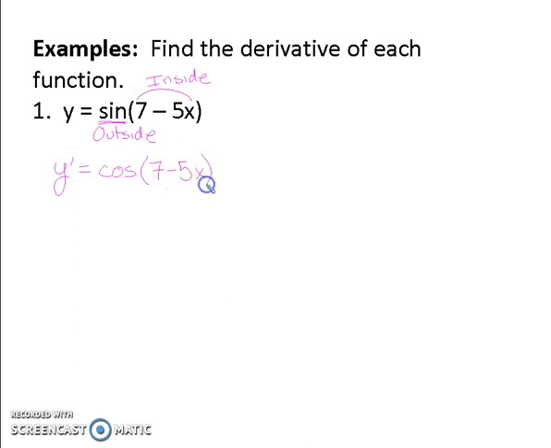So I can't just write cos. I have to be taking the cosine of something. Well, in this case, I'm taking the cosine of the same thing I was taking the sine of, so 7 minus 5x. We then multiply that by the derivative of the inside piece. So we focus only on 7 minus 5x then, almost like the sine isn't even there. If you focus only on 7 minus 5x, its derivative is negative 5. So we have cosine of 7 minus 5x times negative 5, or you could write that as negative 5 cosine of 7 minus 5x. That is the derivative of y equals the sine of 7 minus 5x.